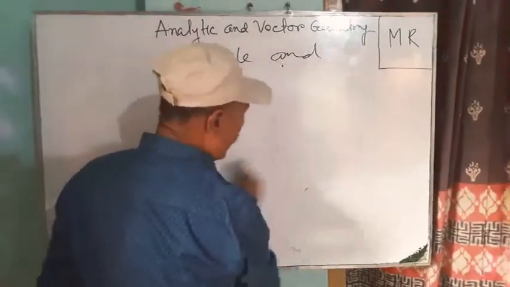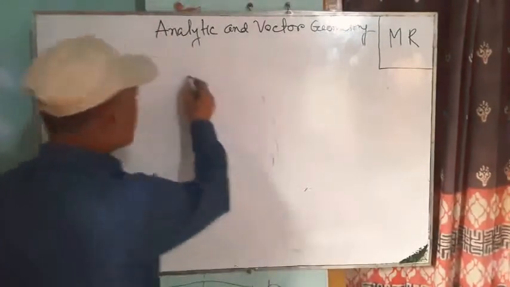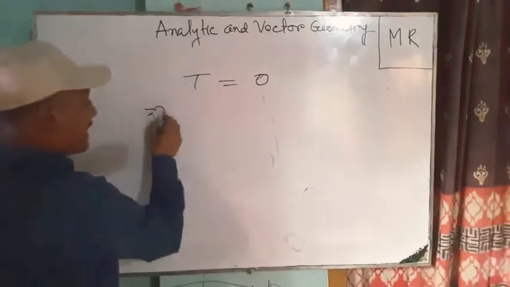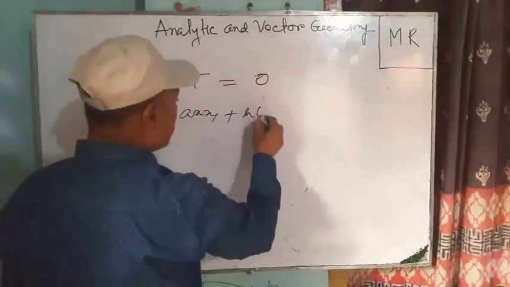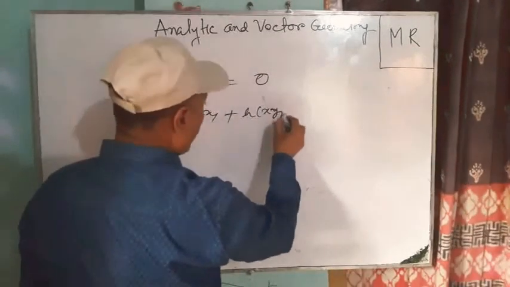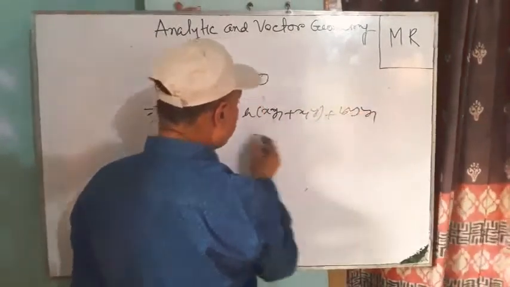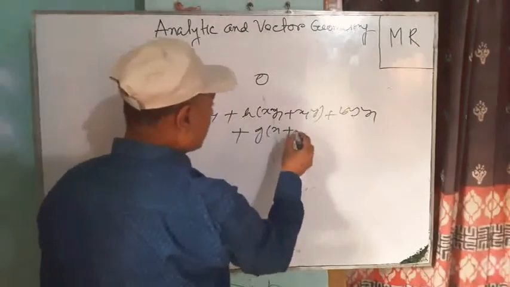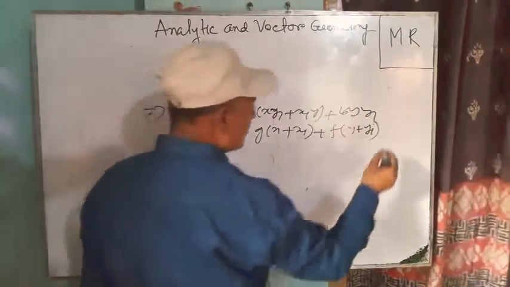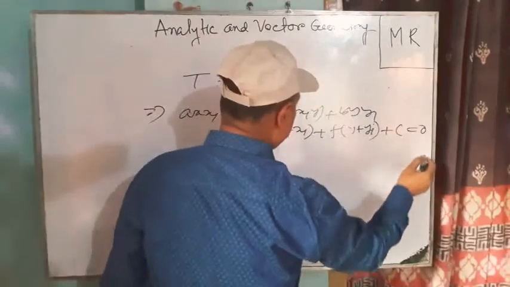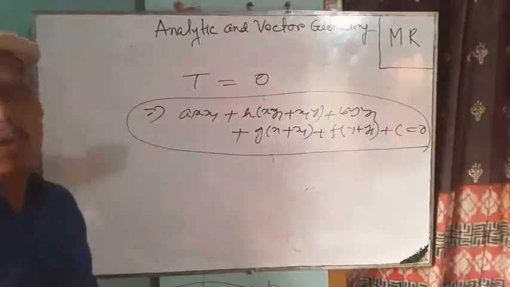Now the equation of the polar is defined as T equal to 0, that means a x x1 plus h (x y1 plus x1 y) plus b y y1 plus g (x plus x1) plus f (y plus y1) plus c equal to 0. That is also similar to the equation of tangent at x1 y1 to the conic.